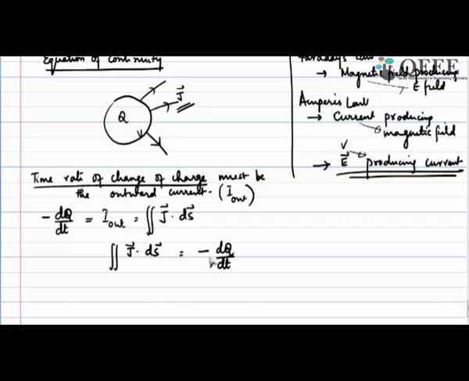Now I make use of Gauss theorem. Gauss theorem says that surface integral J dot ds is nothing but volume integral del dot J dv. I can replace a surface integral with a volume integral so long as I replace the vector with its divergence. It is minus, to make it look uniform, this charge I am going to write as volume integral rho dv, where rho is the volume density of charge.